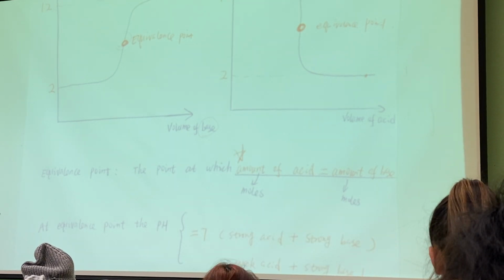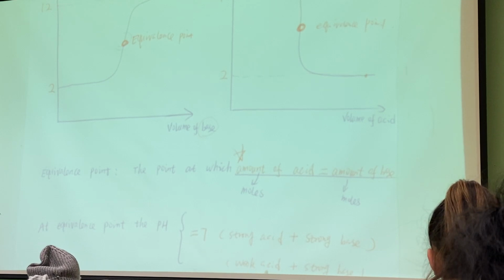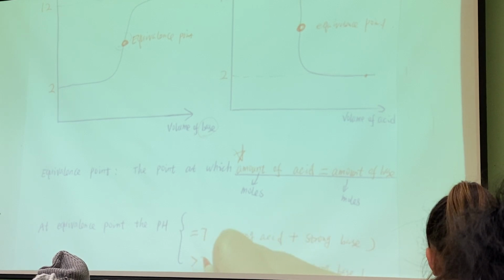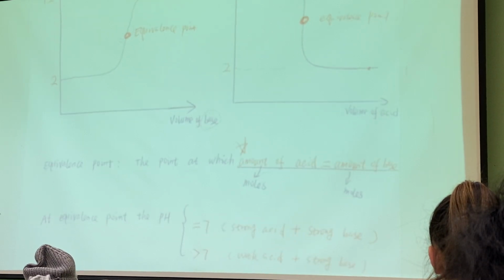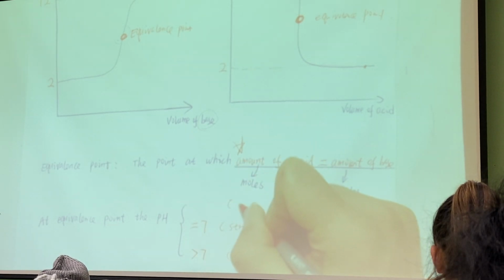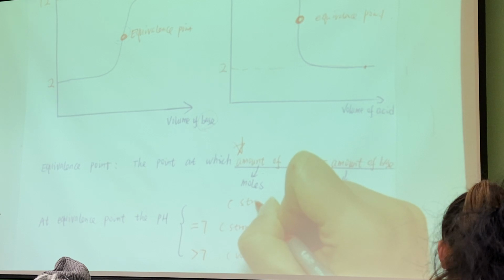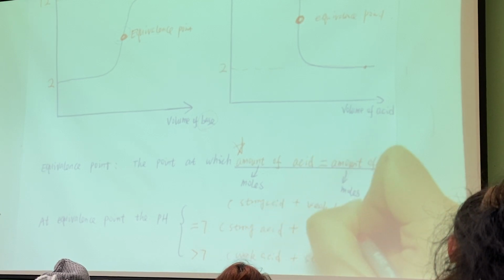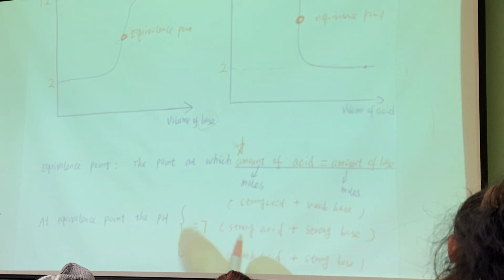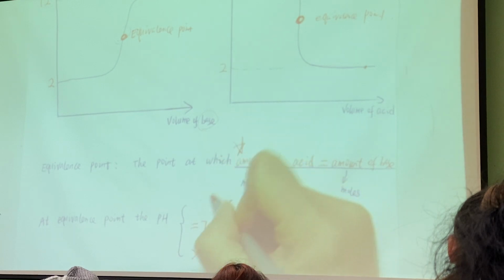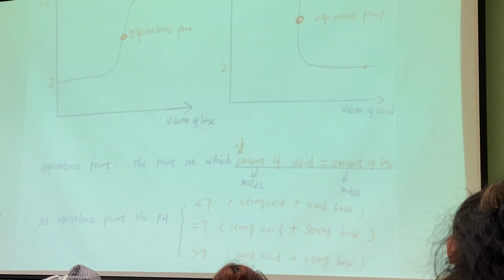So what kind of solution is acidic or basic? If you have a weak acid and a strong base, it's basic, so you get pH larger than 7. But if you have a strong acid and a weak base, then when you reach the equivalence point, what will happen? The strong one will win, so you get an acidic solution.